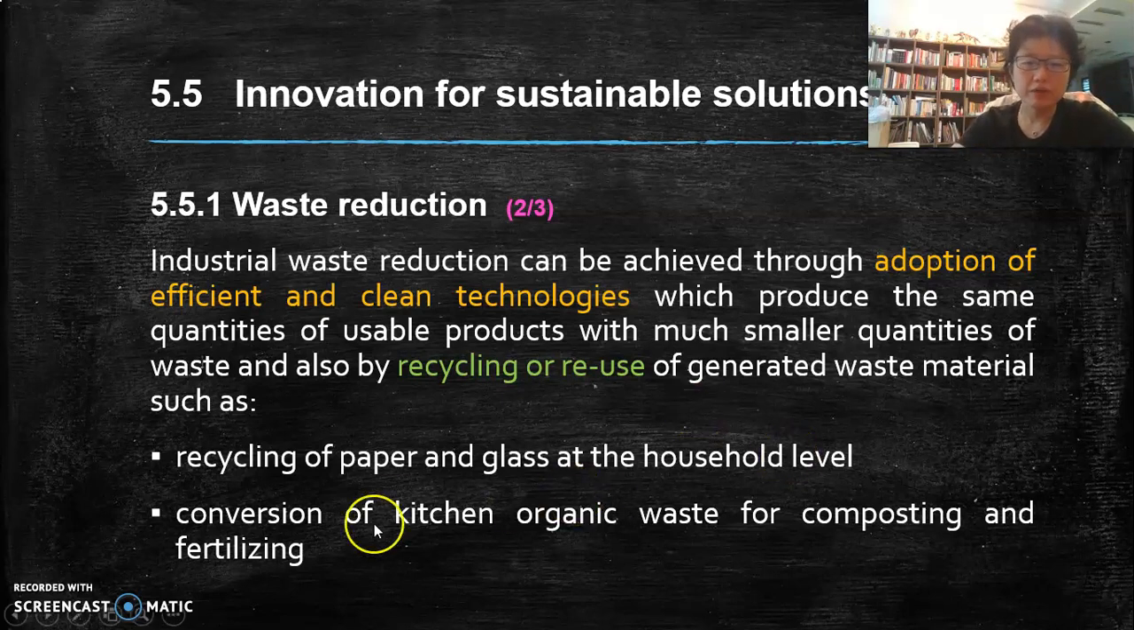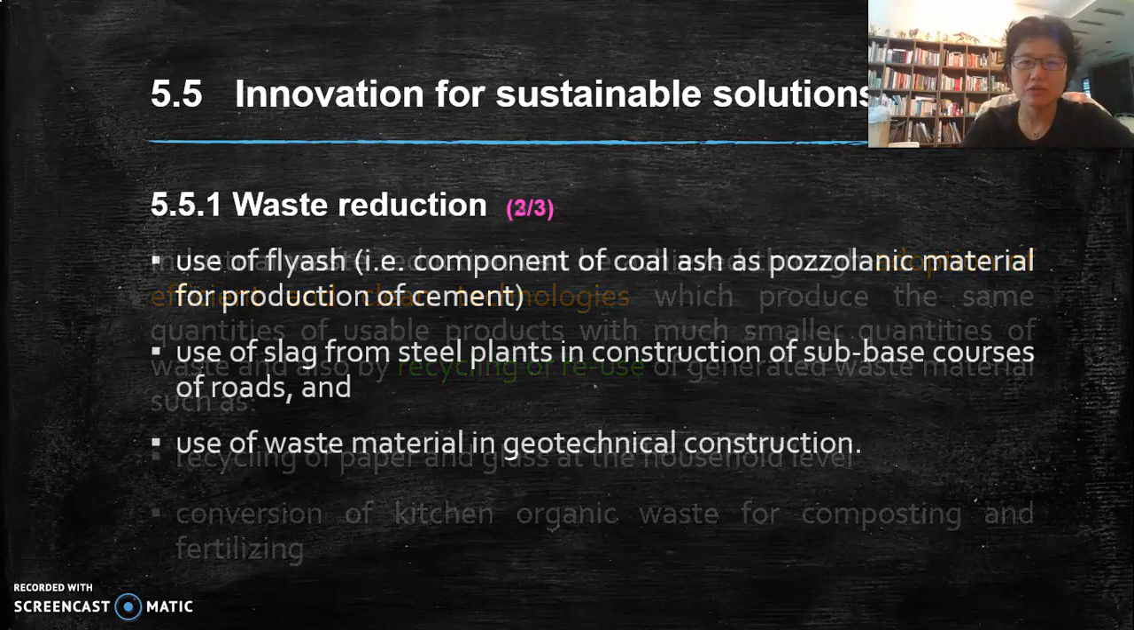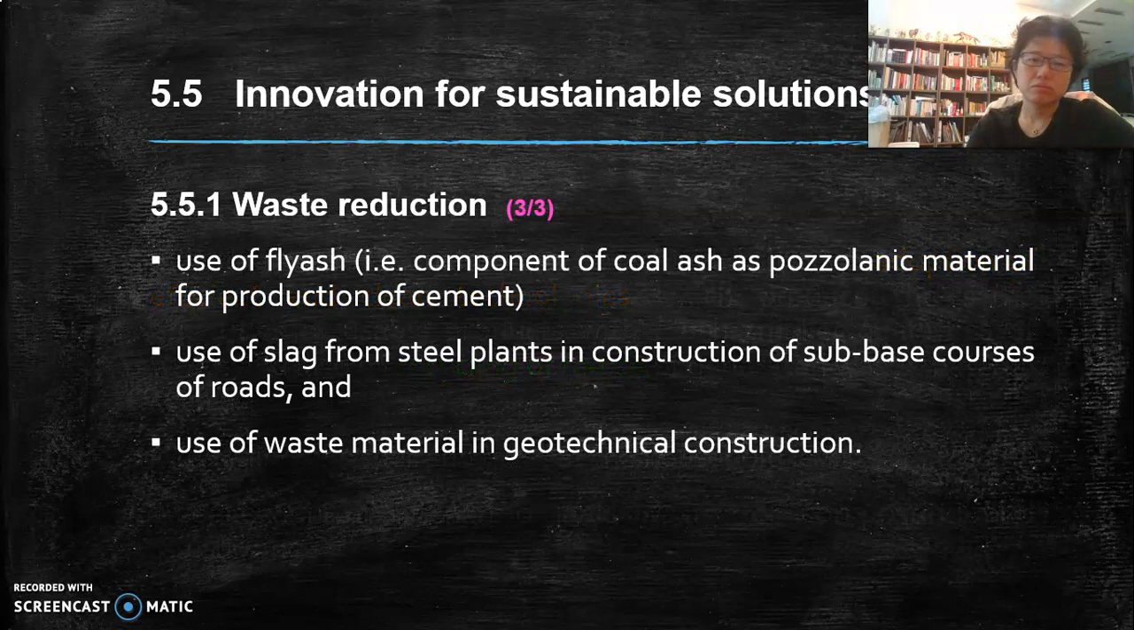We could actually convert some of the kitchen waste through composting and fertilizing. You probably know about this as well. You can buy these composting pots, or you can make your own. Once you put in the correct waste material, biodegradable waste, you could actually produce fertilizer at the end of it, so it's not so wasteful. We could use industrial waste, especially ashes, to partially replace cement and so on. Fly ash actually comes out from the power generation plant. And you could be using slags as well.